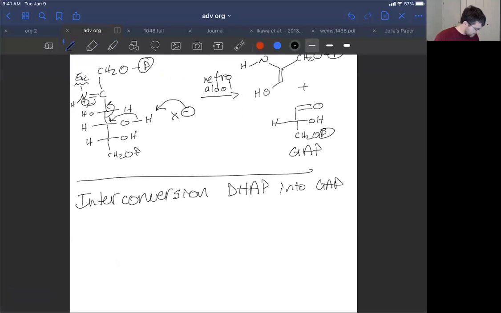Gosh, I really just want to know what this enzyme is called. I know it's right here. I just read it. I'm so sorry. All right, forget it.